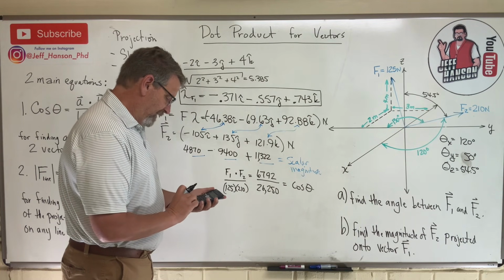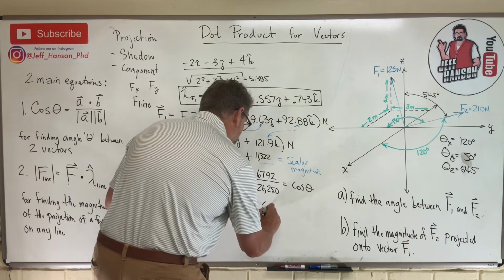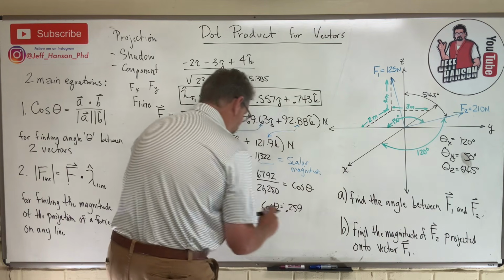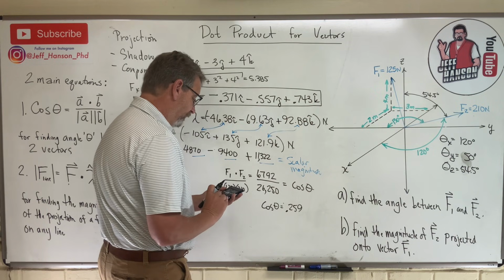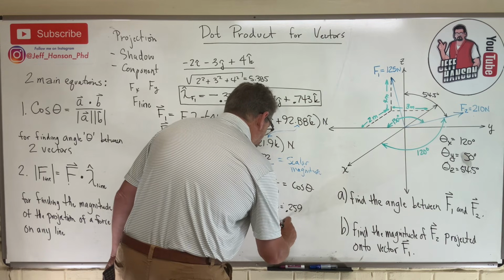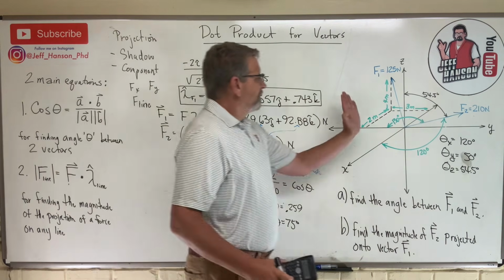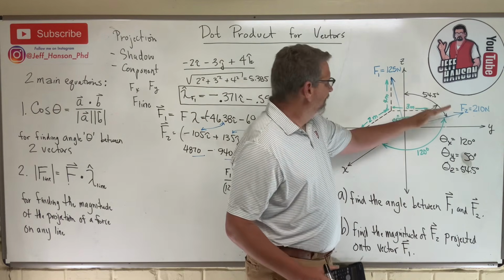6792 divided by answer equals 0.259. Okay, so cos theta equals 0.259. And then what? Inverse cosine of that? Inverse cos, answer equals 75 degrees. Theta equals 75 degrees. So there is 75 degrees between this vector and that vector, right?